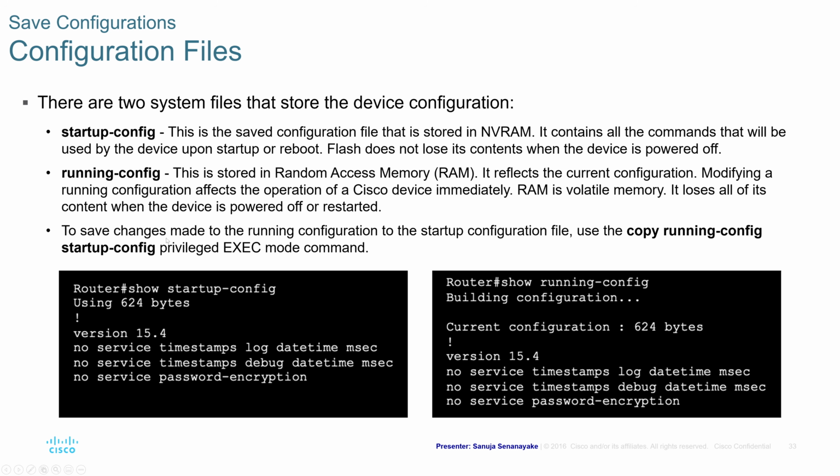To save changes made to the running configuration to the startup configuration file so that it will be available and saved on the device, you just type the command copy running-config startup-config in privileged exec mode. For example, here, show startup-config will show all the startup configurations, and this will make sure that your running configuration commands are saved onto the startup config.